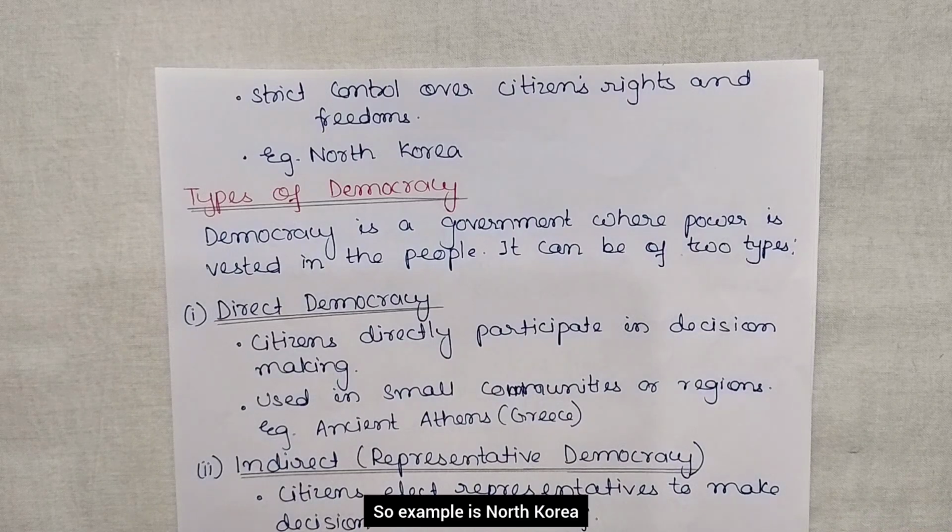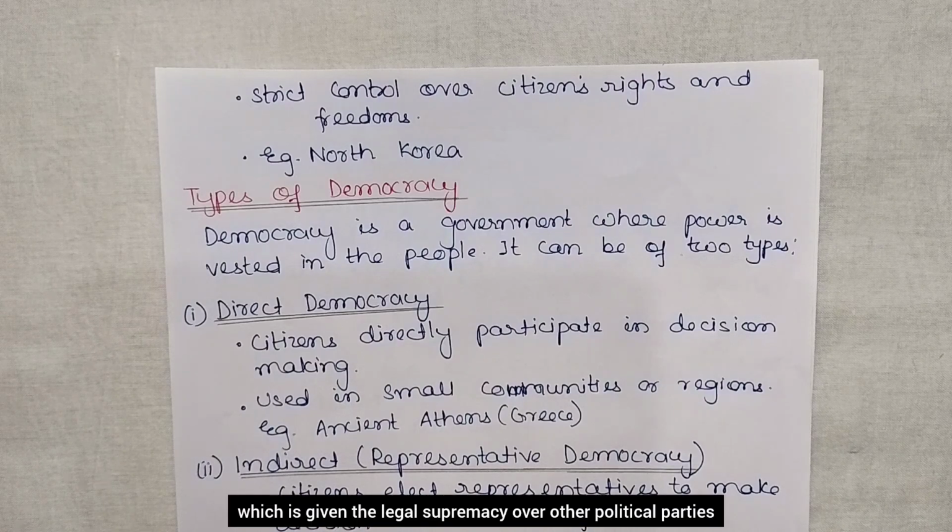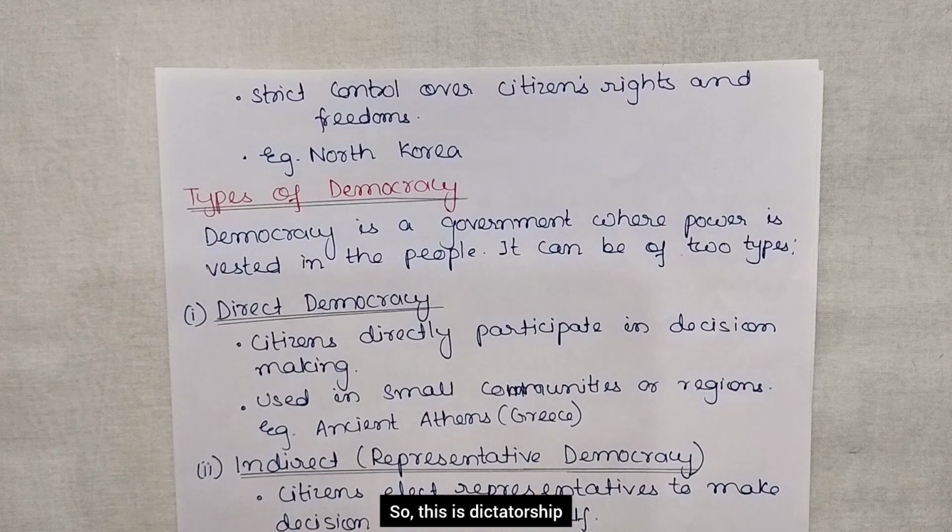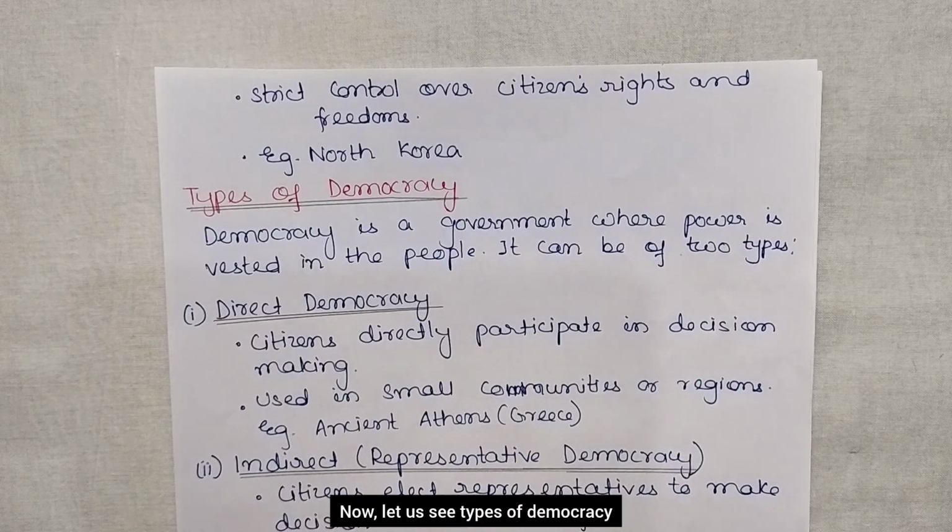So example is North Korea. The constitution defines North Korea as a dictatorship of people's democracy. Here, under the leadership of the Workers Party of Korea, that is WPK, which is given the legal supremacy over other political parties, right? So this is dictatorship.